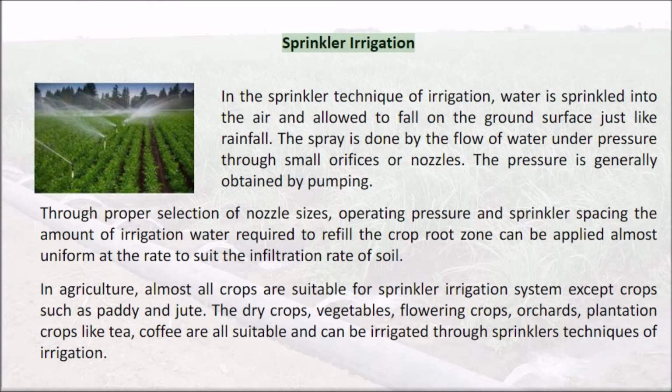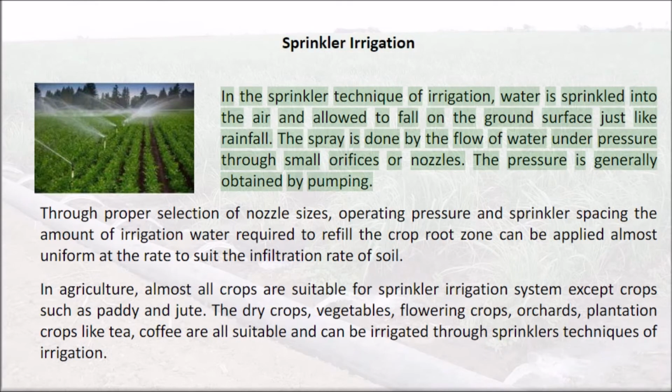Sprinkler irrigation. In the sprinkler technique of irrigation, water is sprinkled into the air and allowed to fall on the ground surface just like rainfall. The spray is done by the flow of water under pressure through small orifices or nozzles. The pressure is generally obtained by pumping.